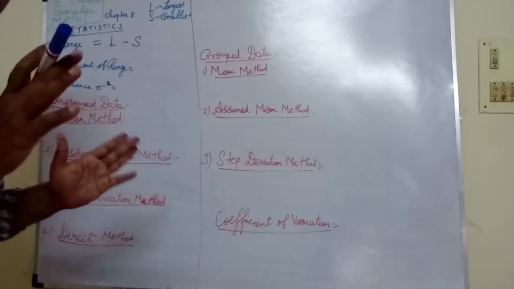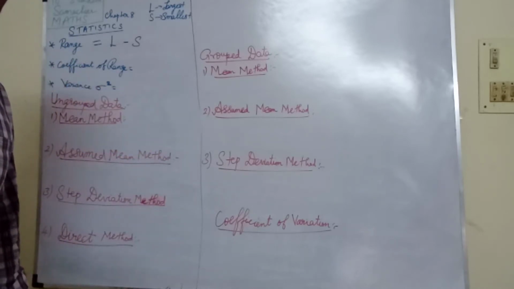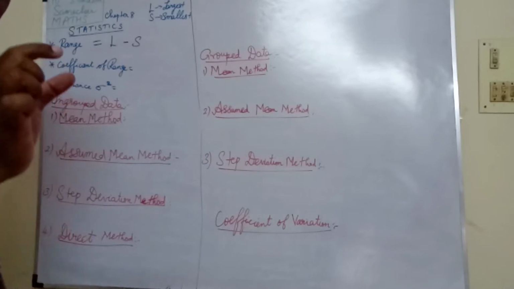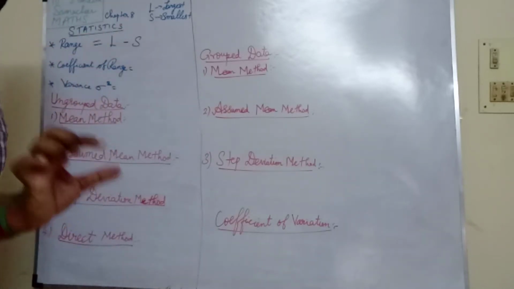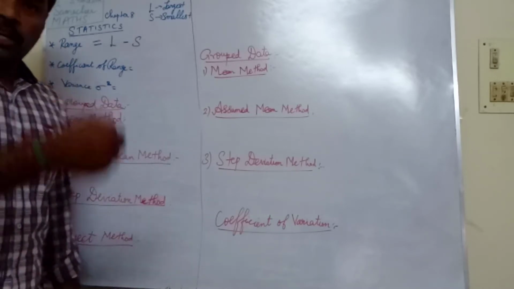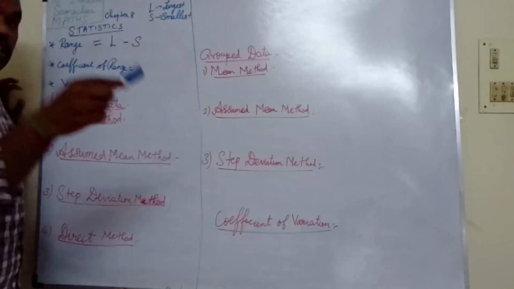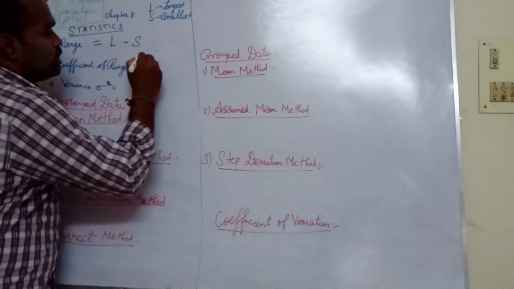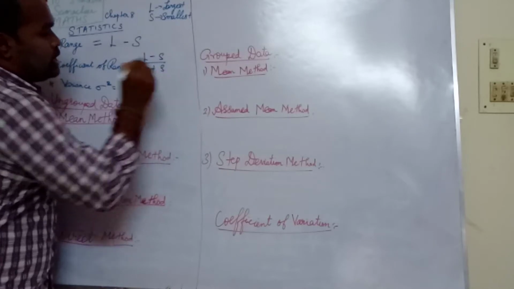If they are asking to find the range in statistics, you need to know the process of the question, how they are asking the question, and how we need to reply to it. If they are asking for the coefficient of range, it is L minus S by L plus S.